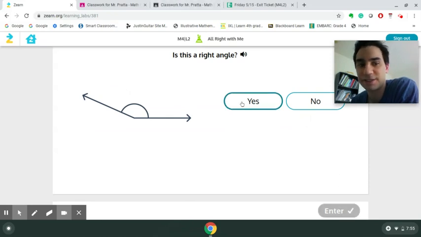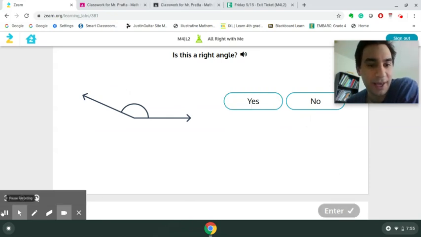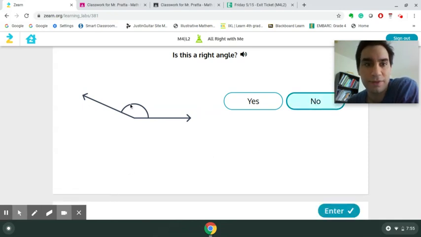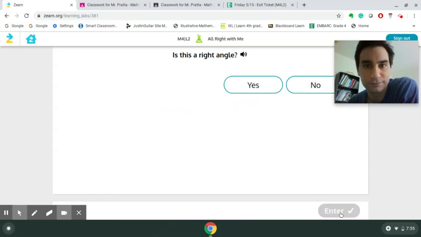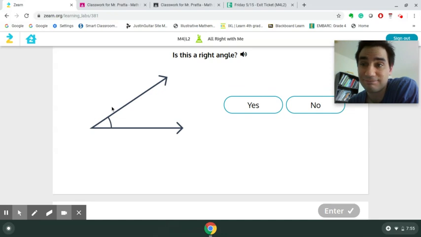What do you guys think about this one? I want you to pause the video now, answer, press enter, and then check your work. I think that no, I think it's too wide to be a right angle. Again, this one's too narrow to be a right angle. It's closed too much.